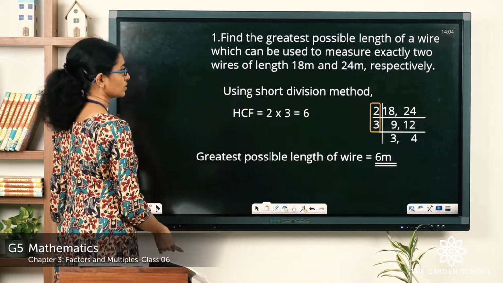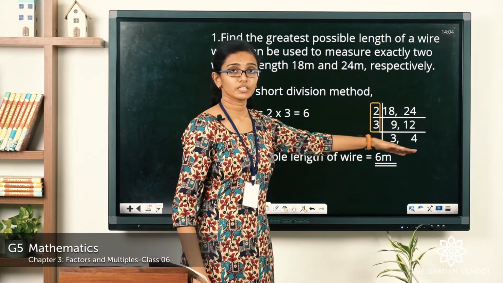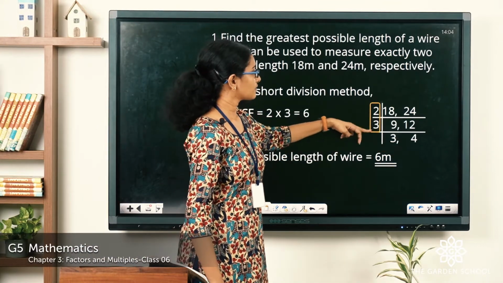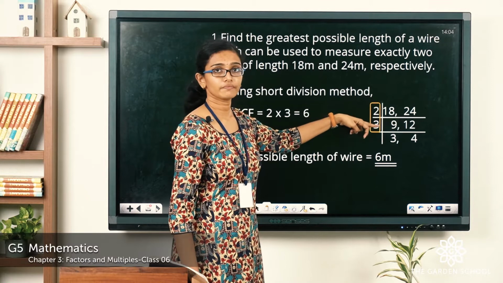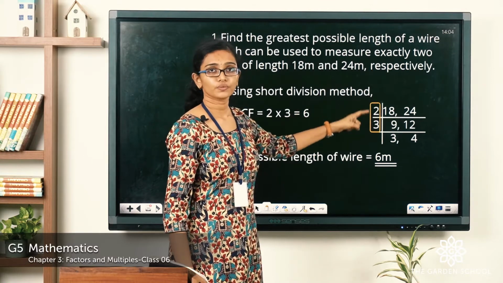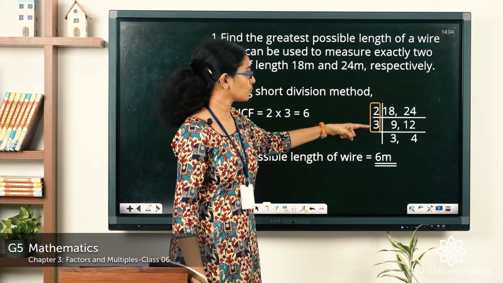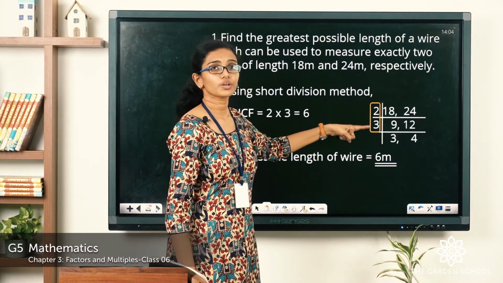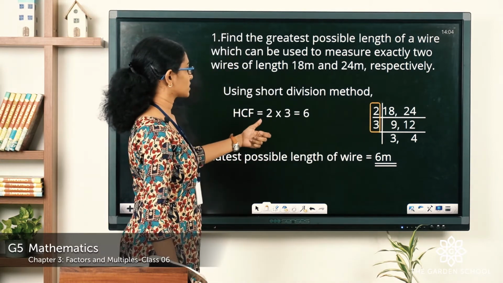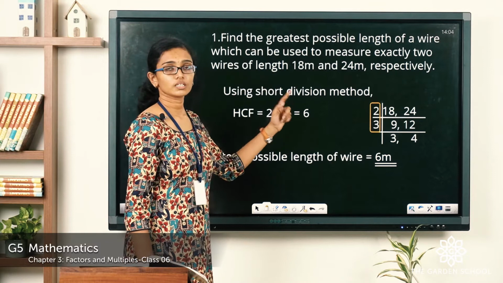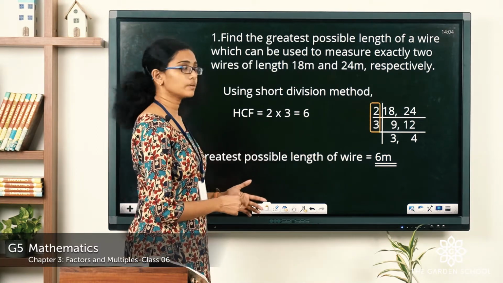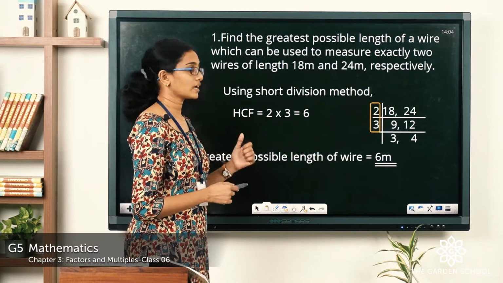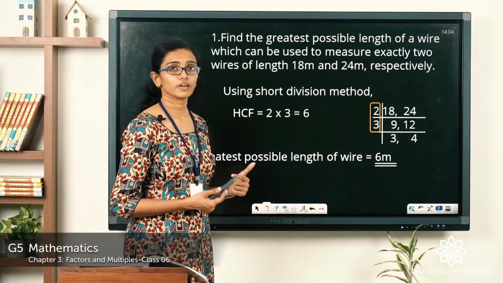So we stop the division right there, and you have to take the common prime factors and find the product of those prime factors. So you have 2 and 3. You have to find 2 into 3. So HCF is equal to 2 into 3, that is equal to 6. The same as the HCF that we got using the prime factorization method.